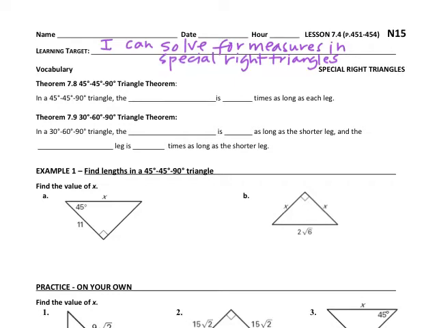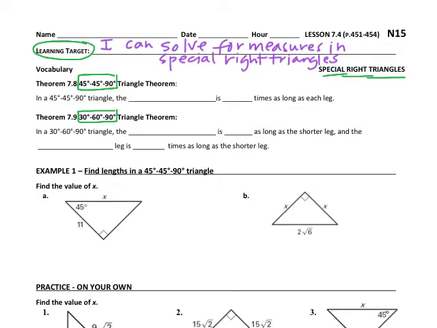This is the video for lesson 7.4 where we are going to be discussing special right triangles. And there are two types of special right triangles. Those are the 45, 45, 90 triangles, also called right isosceles or isosceles right. And then we're also going to be discussing the 30, 60, 90 triangles, and those are just half of an equilateral triangle.